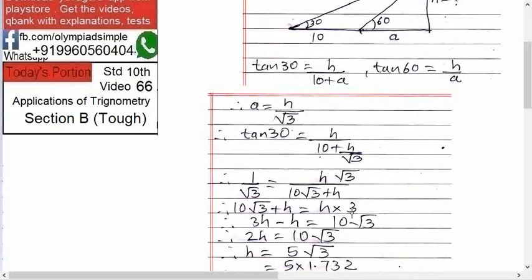That is h into 3, right? So take h to the other side. You get 3h minus h equals 10 root 3. So 2h equals 10 root 3. h equals 5 root 3.